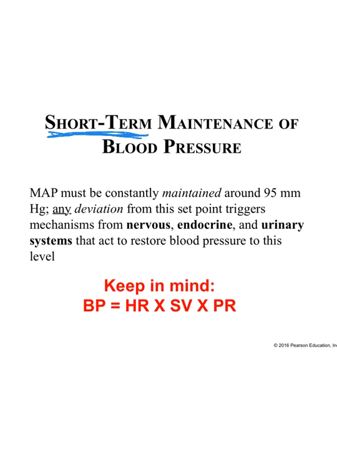Mean arterial pressure, that is what MAP is, must constantly be maintained right around that 95 millimeters of mercury. So if that goes down or if that goes up, that's going to trigger the nervous system, the endocrine system, or the urinary system to do something to bring the body back in homeostasis, which involves keeping MAP at 95 millimeters of mercury.